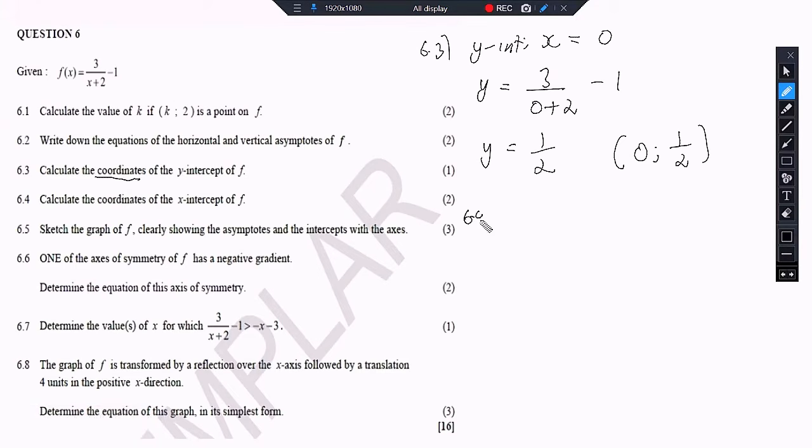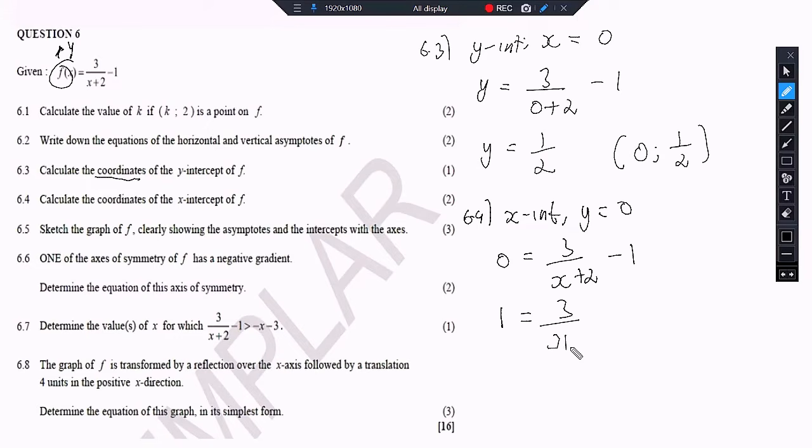Then we have 6.4. It says calculate the coordinates again of the x-intercept. So for the x-intercept, always remember to make your y 0. In this case, our f of x, we do understand it is similar to y. So that means this is where we put 0 there. So this is 0 equals 3 over x plus 2, and then minus 1. Again, you don't start by cross multiplying. You start by transposing the constant. So the negative 1 jumps over to the left-hand side. It becomes positive 1. And then this is 3 over x plus 2.